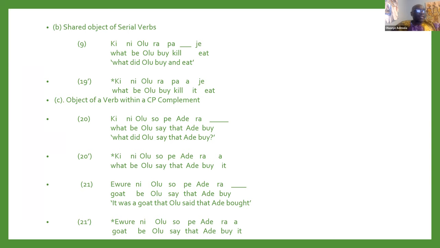The same thing applies to object of verbs with CP complement. Kini ulusokwe adera. If you put a resumptive pronoun there, the sentence is bad. Why? Because in all these instances, where a gap is allowed, it is more economical to use a gap in the production of the sentence than to use a resumptive pronoun. That is why all those sentences are bad.